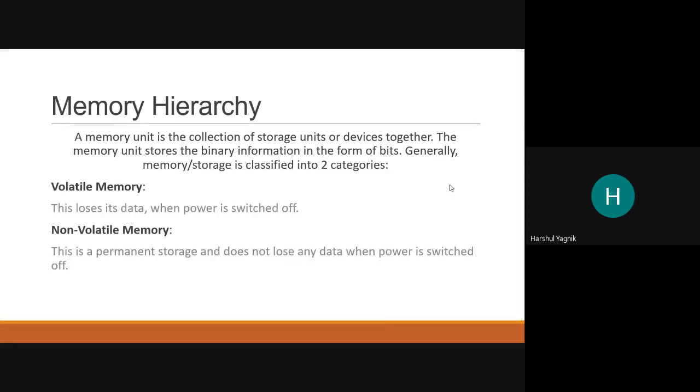Now, what do we mean by volatile memory? It is memory which loses its data once the power is switched off. Power meaning the power required by that memory hardware. If that power is switched off, whatever data is inside that memory is lost. That is the volatile category of memory. Another category is non-volatile memory. This is permanent storage. Even if the power is switched off, the data stays inside.